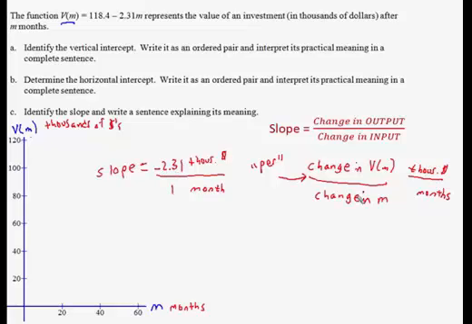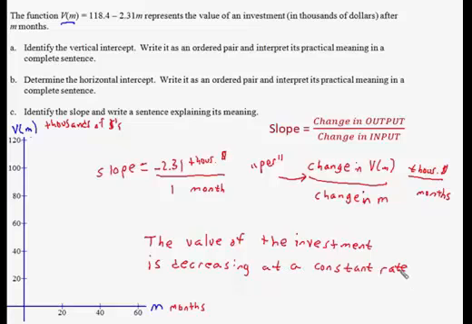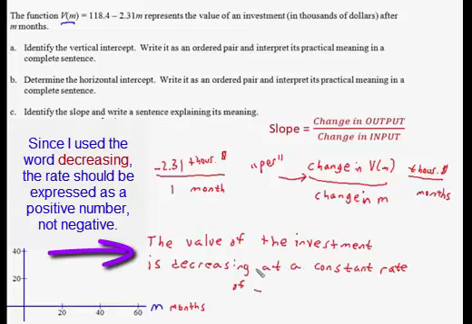So this means if you change m by 1 month, if you wait 1 month, then the change in the value of your investment will go down, because negative change means decreasing. Your value of the investment would go down about $2,000, or rather $2.31 thousand. So we could say as a sentence, the value of the investment is decreasing at a constant rate of negative, and I'm going to write 2.31 thousand as $2,310 if you just let me move that decimal to the right 3 times.